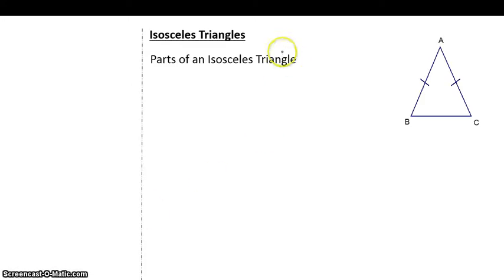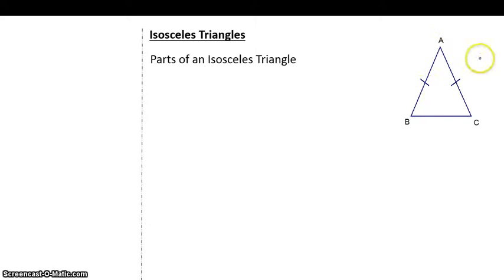All right, so our only main idea today is we're going to focus on isosceles triangles. The first thing we're going to talk about are parts of an isosceles triangle. Remember, the definition says it has at least two congruent sides. So we had to talk about how equilateral triangles are also considered isosceles because of the definition of isosceles triangle.